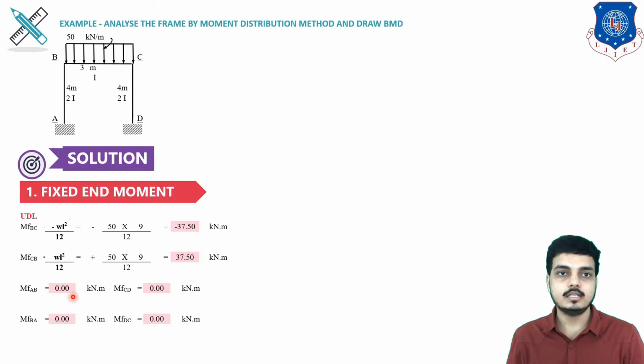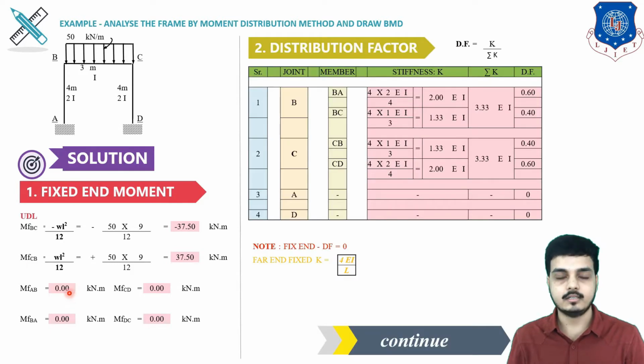Now our next step is distribution factor. We know that distribution factor DF equals K upon summation of K. Before that, we have to note that for a fixed end, DF equals 0, and when the far end is fixed, the K value will be 4EI upon L. Now, the table columns are joint, member, stiffness K, summation of K, and distribution factor. These are my basic table headings.